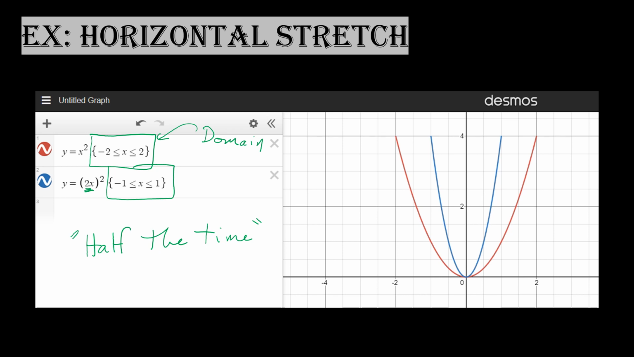So again, the way that I think of it is if you have some function where you're multiplying on the inside by a value greater than 1, that's going to compress your function.